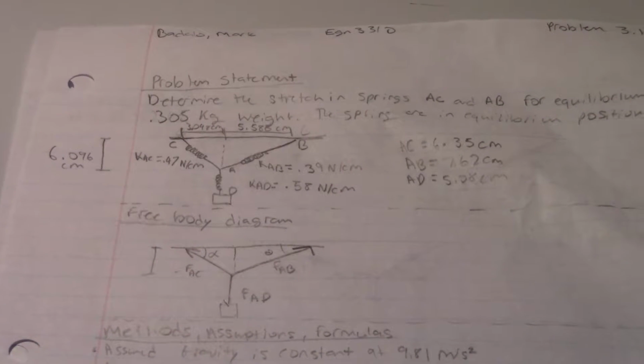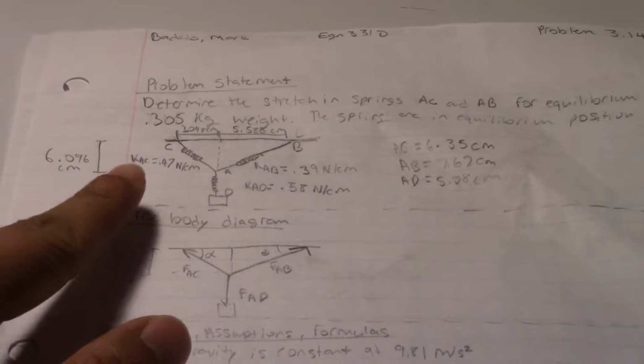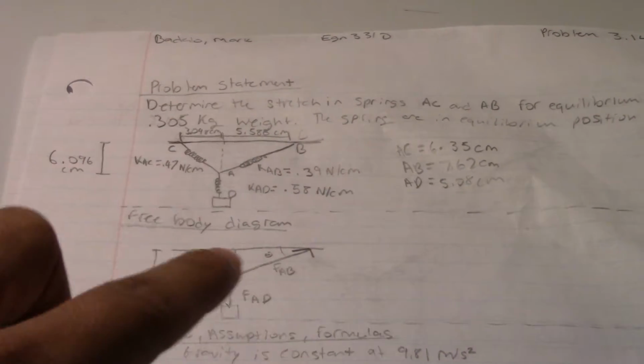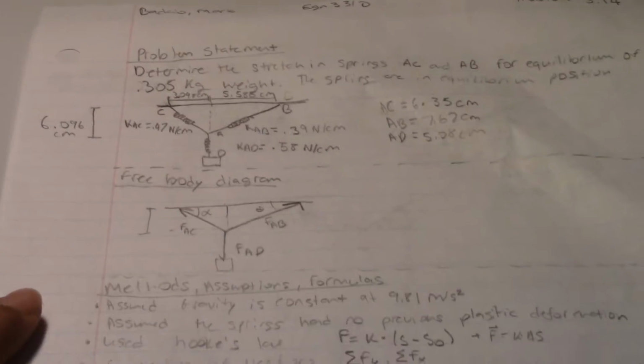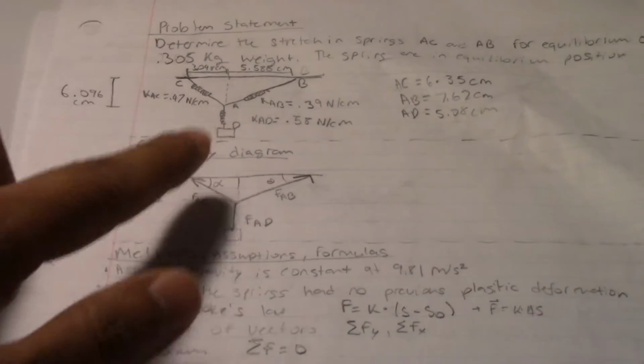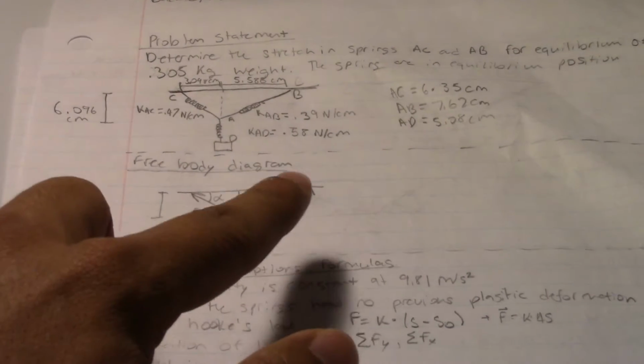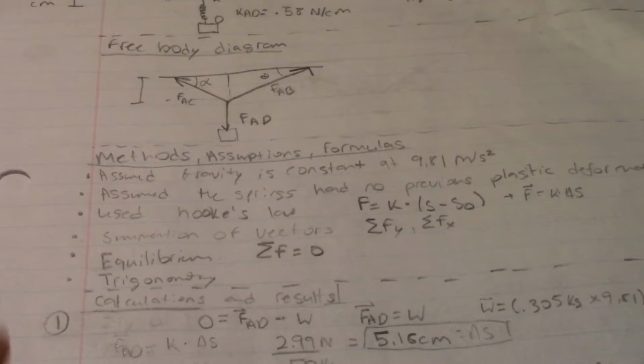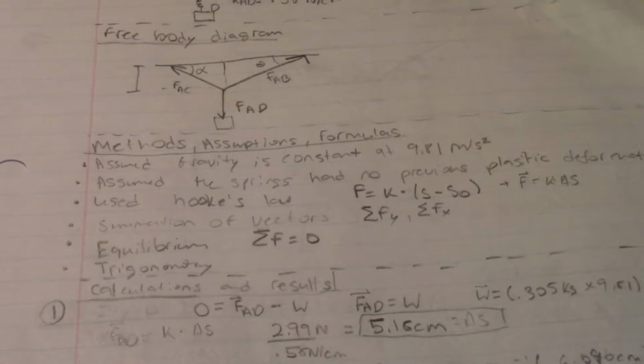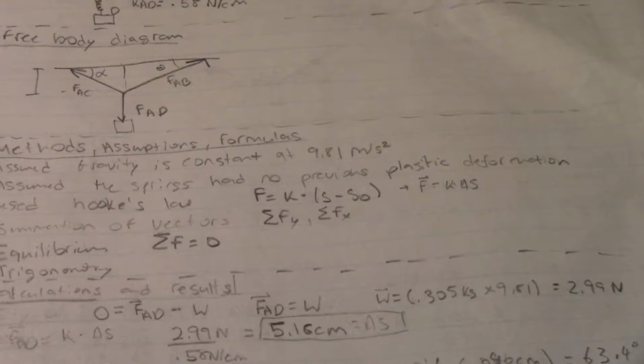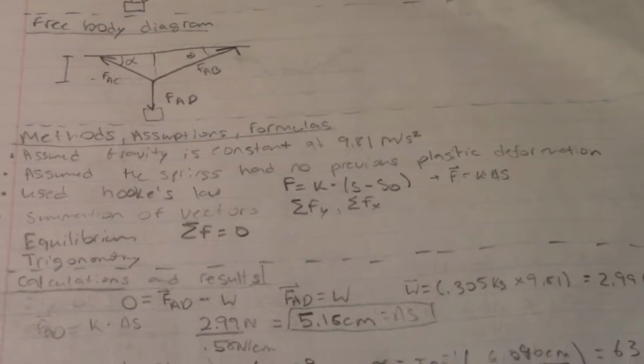And so as you can see here, I did my drawing, so I put the spring constants from there onto the drawing, and then there's the weight at the bottom. And so here's my free body diagram, force AC, force AB, and then force AD heading downwards. And so, here are some of the methods and the calculations, assuming that gravity is a constant, of course. One assumption is that the springs had no deformation to them, that they were working the way they should have been.